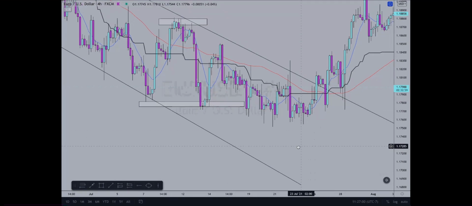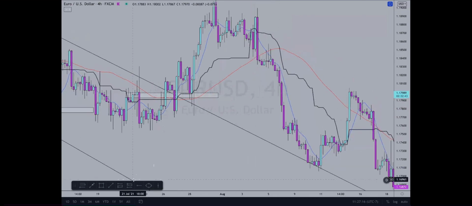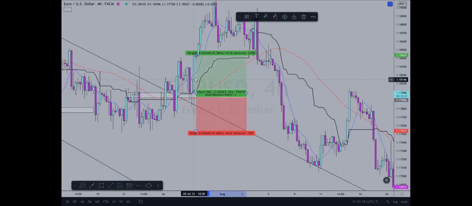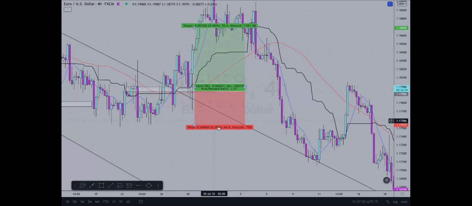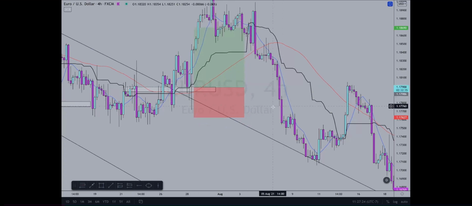Okay, but again, remember, you can break out of channels and reject them. So when price broke out of the channel here and retested this, we created what? Support on that previous resistance, as well as rejecting the top of our channel. Okay, this is a valid reason to maybe take a buy. Targeting our next resistance, stops below. We could have taken a buy position there.